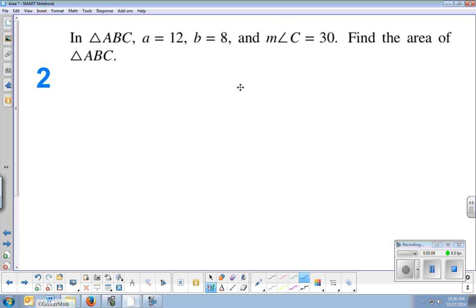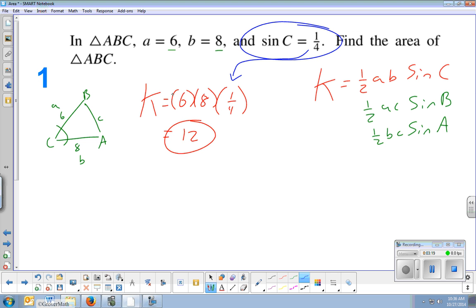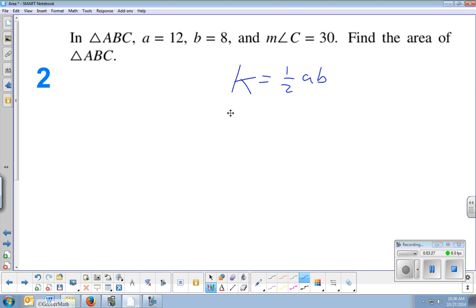Like in this next example, I'm going to write down the formula again. 1/2 side times another side times, did I do half over here? I forgot the half here, didn't I? Half, that's going to make that 6. I'm sorry. Half times 6 times 8 times a fourth. Over here, 1/2 times A times B times sine C. But half times a side times another side times sine of the angle between.